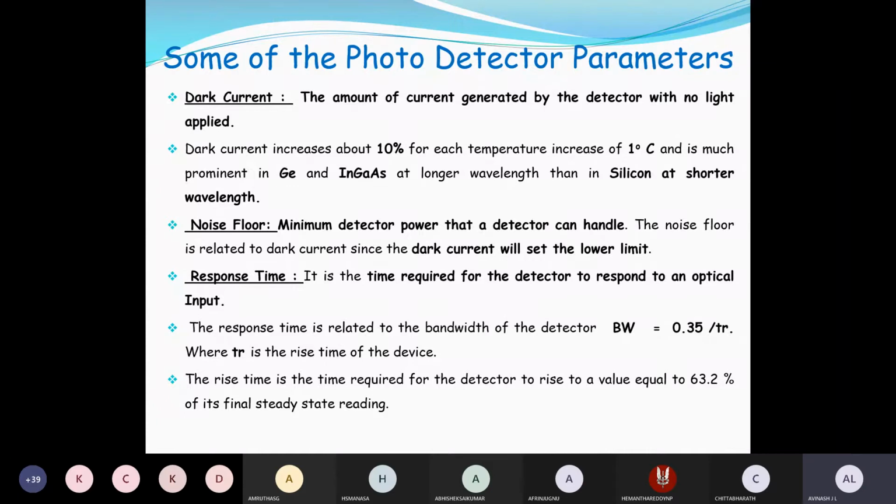The rise time is the time required for the detector to rise to a value equal to 63.2% of its final steady state reading. So here, 63.2%, we always say about 1/3. So out of 100%, if it is reaching 63%, we say that it is the rise time, so we are achieving the required signal. That is exactly the meaning.